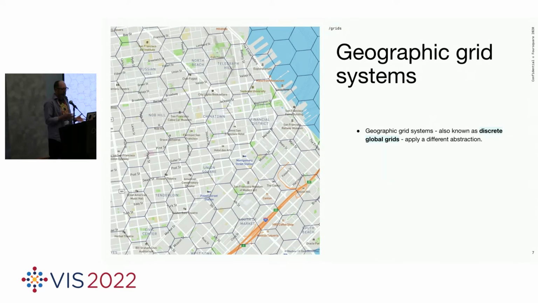So a discrete global grid, where you've broken up the entire globe into roughly equal area cells, is a comparatively new kind of abstraction that we can apply to the Earth.